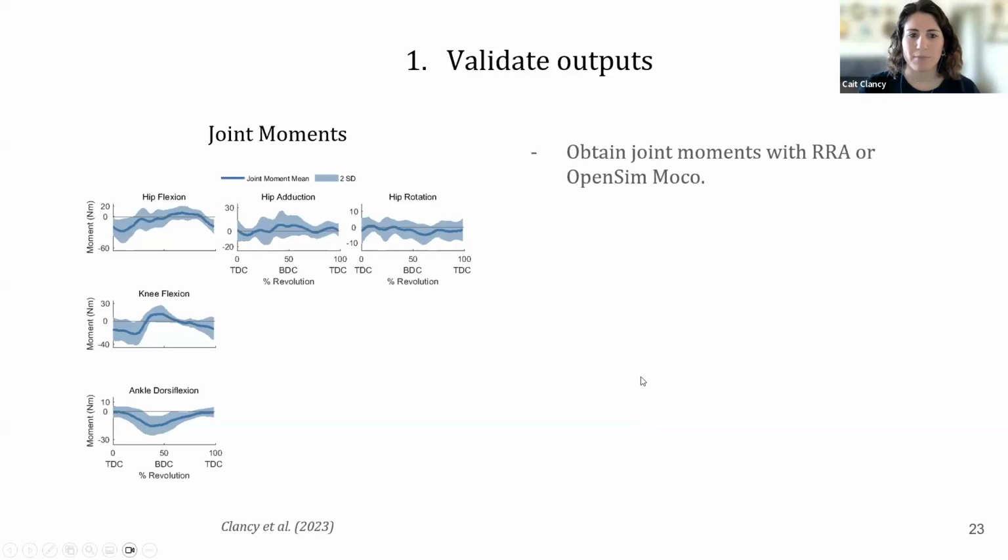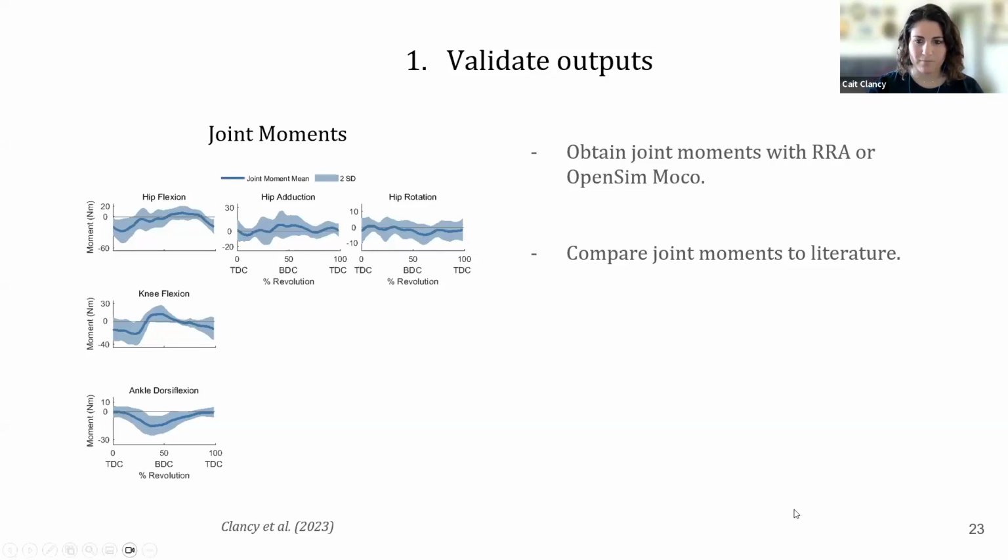These joint moments can be obtained with the RRA step or with OpenSim Moco, or in our case, at both stages of the pipeline. When we generate these joint moments, what we want to do is compare them to literature. There's a lot of literature out there with these joint moments, and it's great to ensure that for all of our participants, we're falling within normative ranges set by existing literature. And if we're not, that can help guide us with some questions about what might be going wrong.